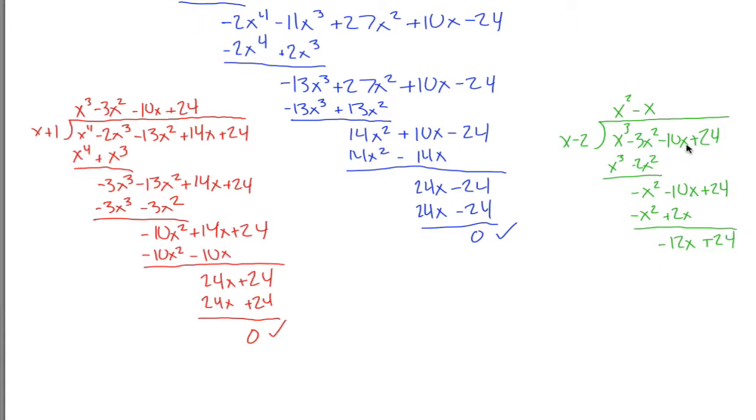To get rid of this negative 12x, I need a negative 12 up here. Negative 12 times x is negative 12x. Negative 12 times negative 2 is positive 24. And if I subtract, I get 0. Awesome. All right, I think I'm a step away.